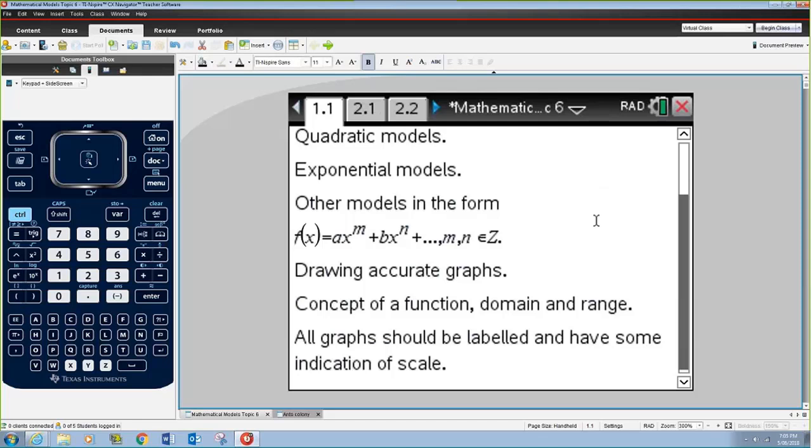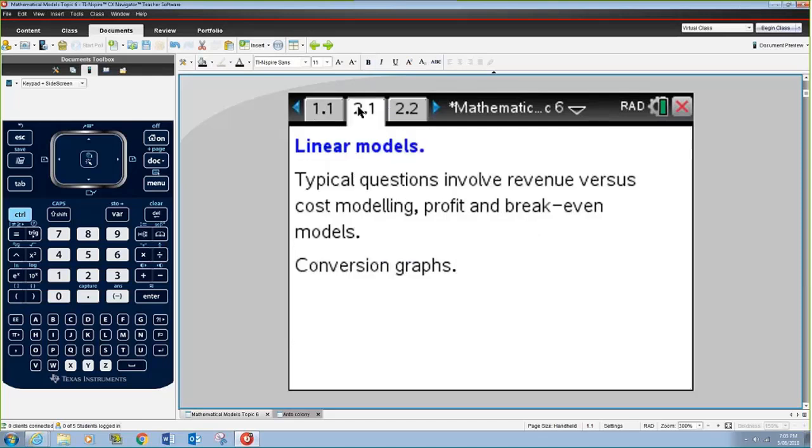As we know, Studies is a very different group of students, and they're not good algebraically, so they need to get help from their calculator as much as possible, and they can have a calculator for both papers. So we'll start with linear models, and typical questions will involve issues with revenue versus cost modeling, profit and break-even models. And those could be linear or a linear and quadratic combination.